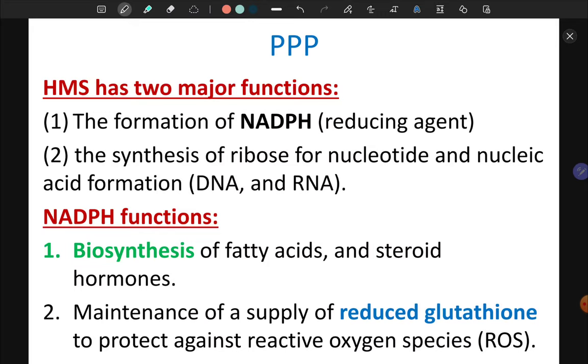While in the RBC, it will help maintain a substance that's called reduced glutathione, to protect against reactive oxygen species.